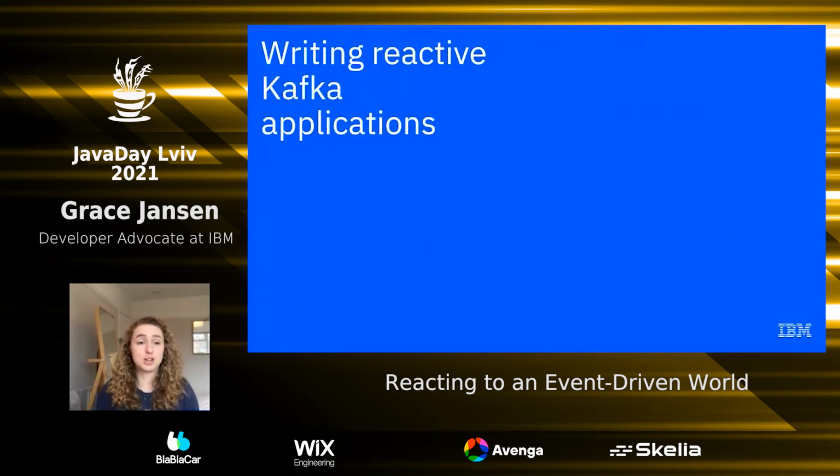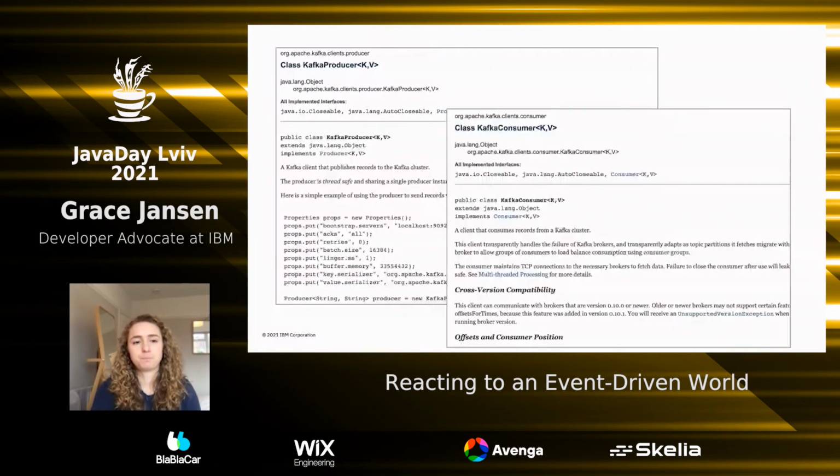So how do we actually go about writing reactive Kafka applications? Let's take a look at some tools, frameworks, and toolkits that we can utilize to actually achieve this. Here are the standard Java Kafka consumer and producer classes. Although these do enable some reactiveness in terms of being able to pause and resume, they're not really designed to build reactive Java Kafka applications.